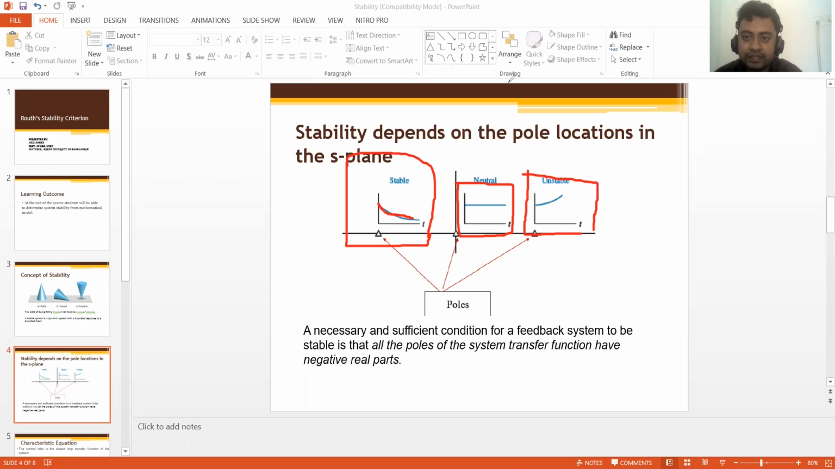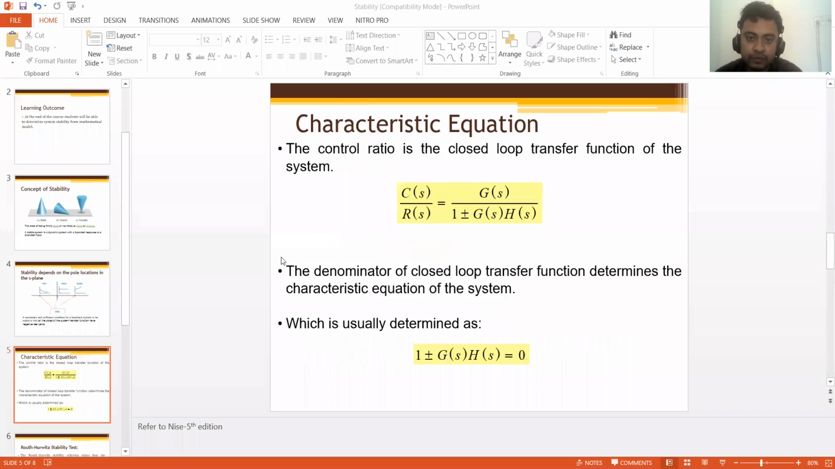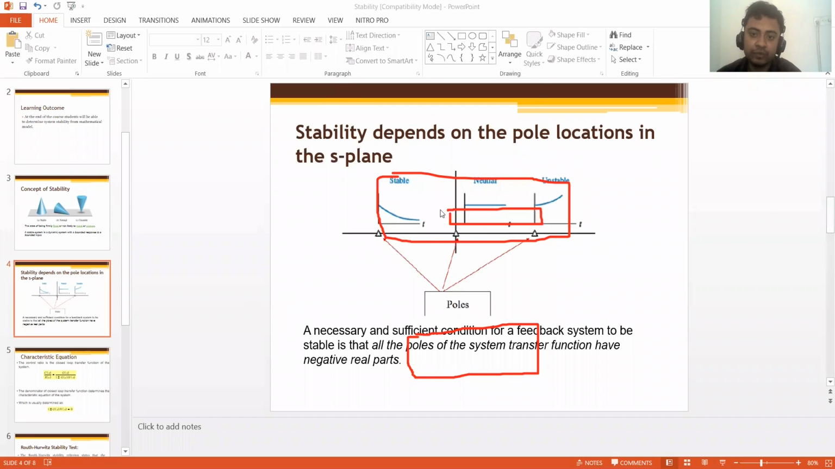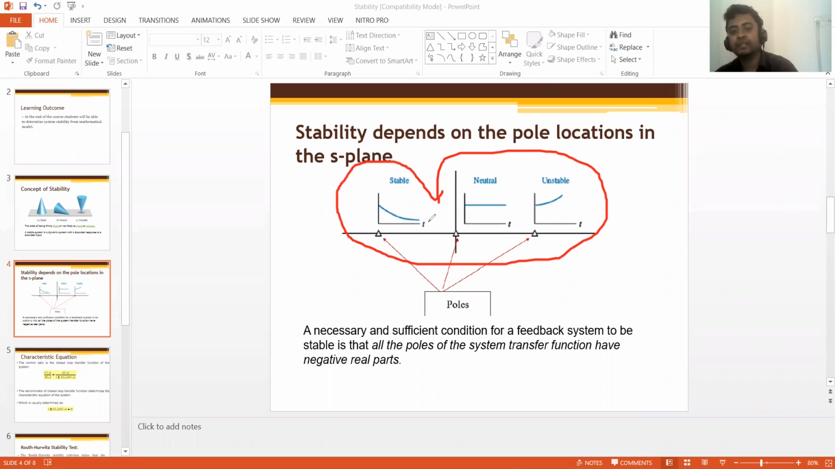For this we have to understand what the characteristic equation is and what the transfer function is. A necessary and sufficient condition for a feedback system to be stable is that all poles of the system transfer function have negative real parts. For this we first have to determine the system transfer function. The system transfer function is actually the control ratio of closed loop gain. This is found by this formula, and the denominator of this transfer function, that is 1 plus or minus GS, indicates the characteristic equation. From the characteristic equation we can find some roots that indicate the system poles, and these system poles can be put here, and by this we can determine the system stability.